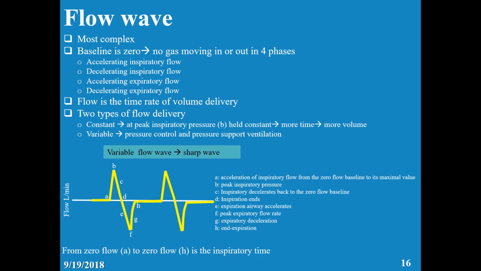Okay, thank you. Now the flow is of two types: either there is a hold, which we call constant, or there is no hold. Once there is no hold, it will be variable, going up and down.